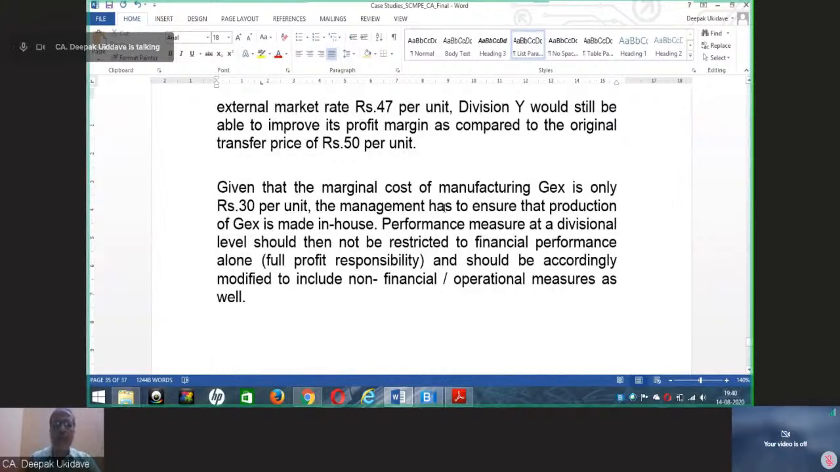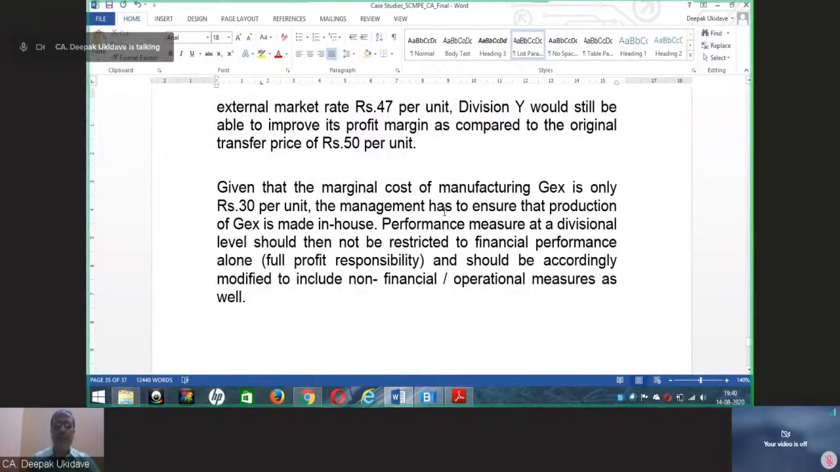Management has to ensure that production of checks is made in-house. So one thing is very clear from this entire analysis and discussion, that it is better to manufacture the product in-house when the cost of manufacturing is just 30 rupees rather than procuring it from the market at 47 rupees. And one can always supply it to our internal customer at 46.